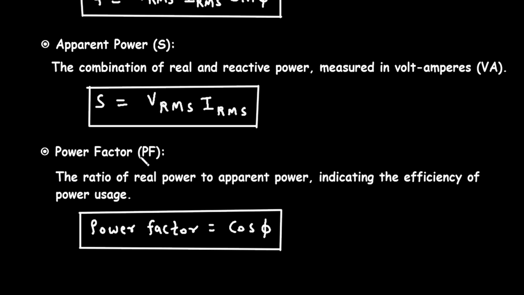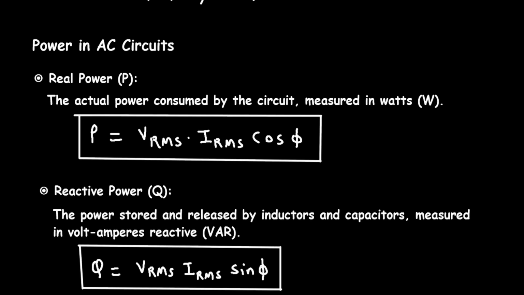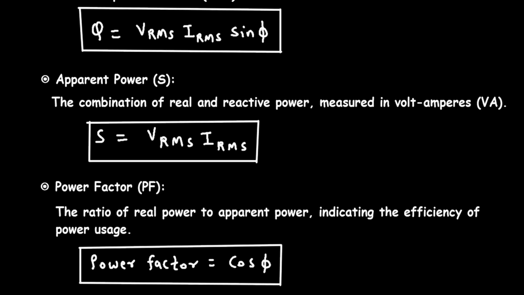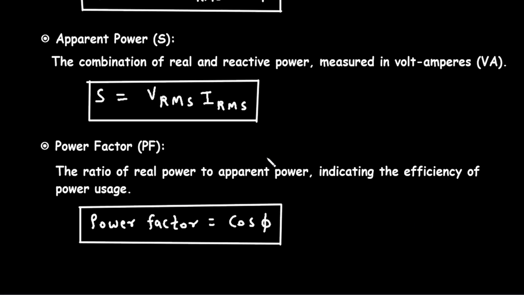Then next is power factor. It is the ratio of real power to apparent power. Real power is P, divided by apparent power S. So P upon S. If we divide real power by apparent power, then we get the power factor, also indicating the efficiency of power usage. So the power factor represents how efficient the power usage is. Power factor is equal to cos phi, where phi is the phase angle between current and voltage.